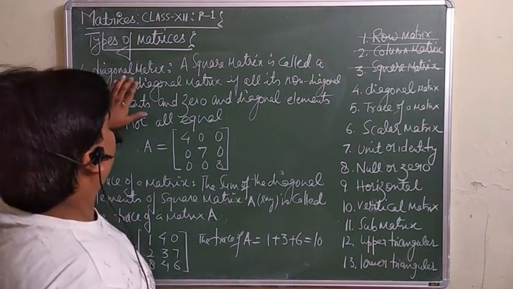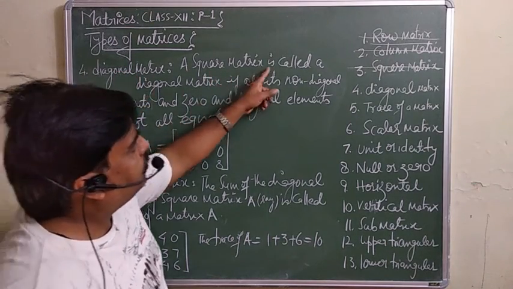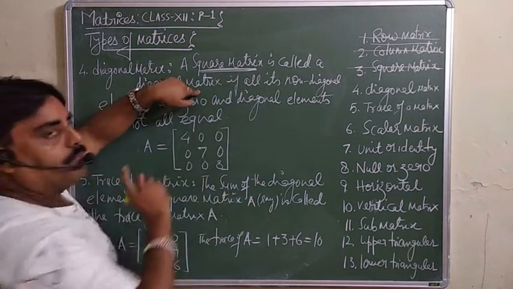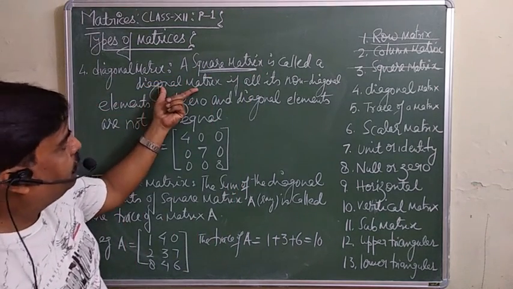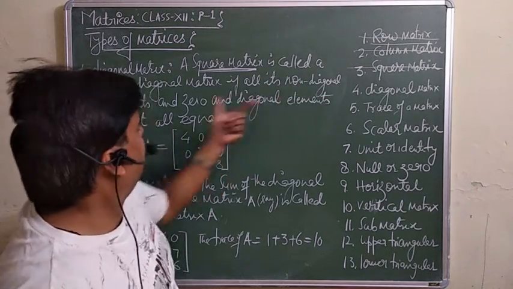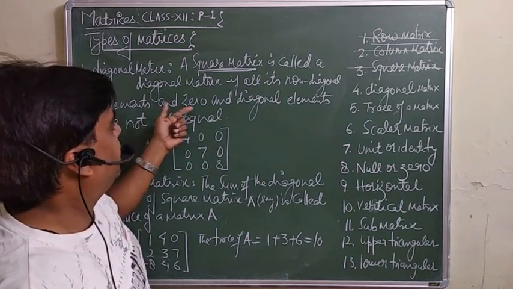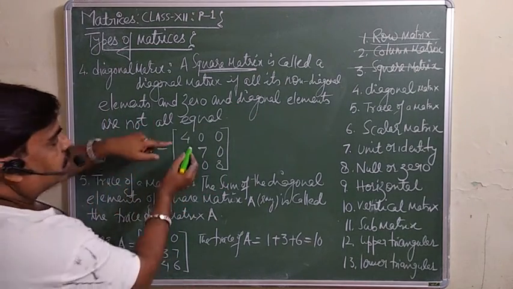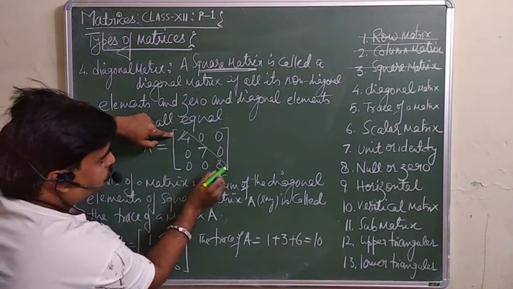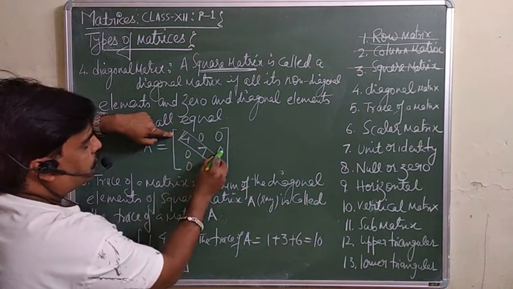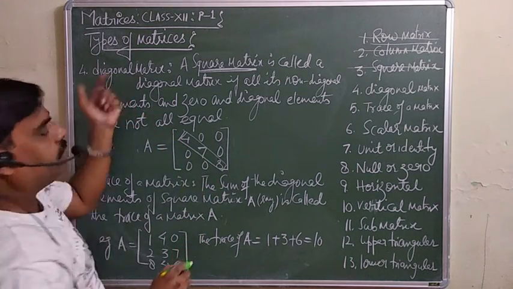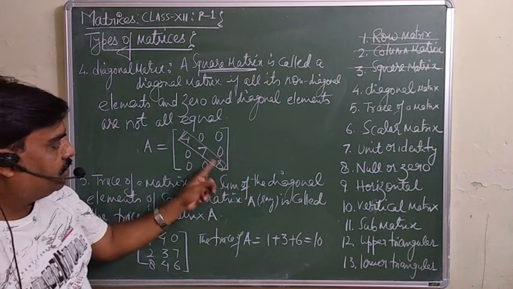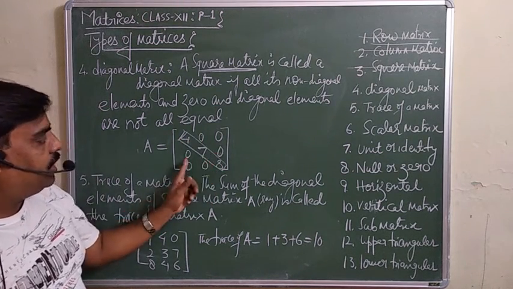Now the diagonal matrix. A square matrix, so the number of rows and columns should be equal, is called a diagonal matrix if all the non-diagonal elements are 0 and the diagonal elements are not all equal. Means the diagonal elements should not all be equal, they should be different, but the rest of the non-diagonal elements must be 0 to become a diagonal matrix.